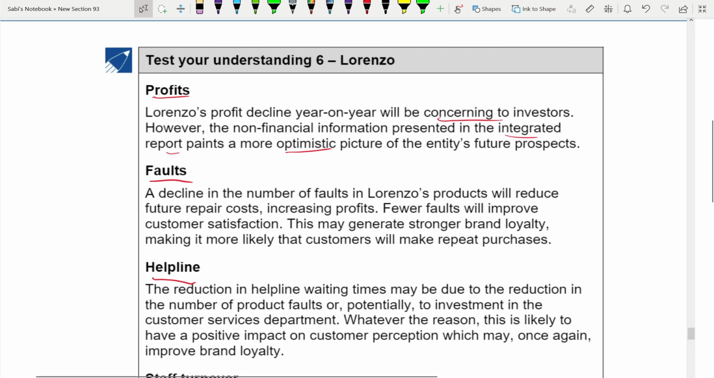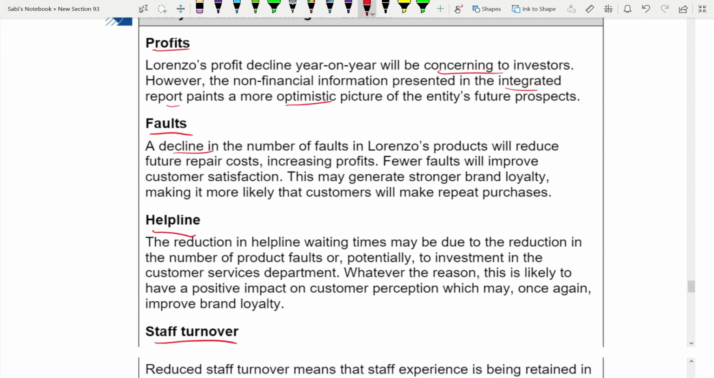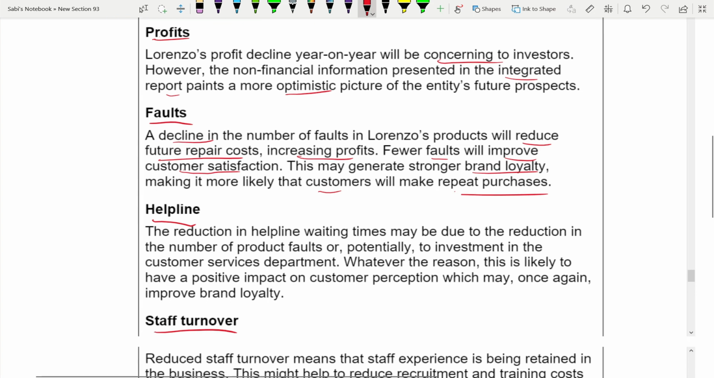Now let's see the faults. Faults also declined. So what does a decline in faults mean? You have to show which places can have this impact, positive or negative. A decline in the number of faults means products will reduce their future repair costs. Repair cost in the future will reduce. This will increase the profit. Everything you have to link with the profit. Fewer faults will improve customer satisfaction also. This will generate strong brand loyalty. Customers will become repeat purchasers. Other than customer satisfaction, you can say something else also. This can improve the brand image. This can give a good reputation to the company. Anything, you're free, as long as it fits well.